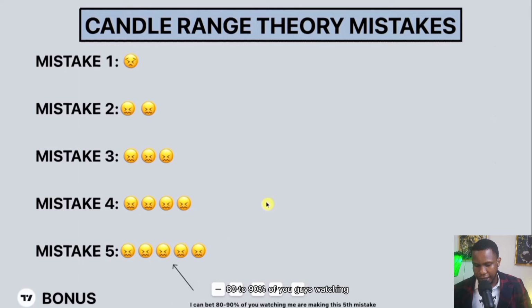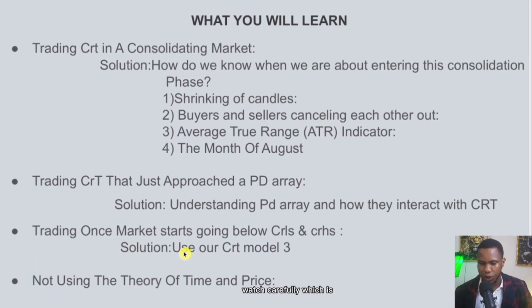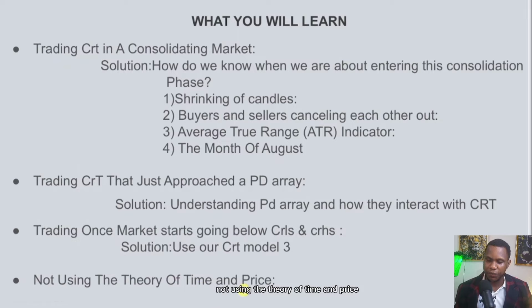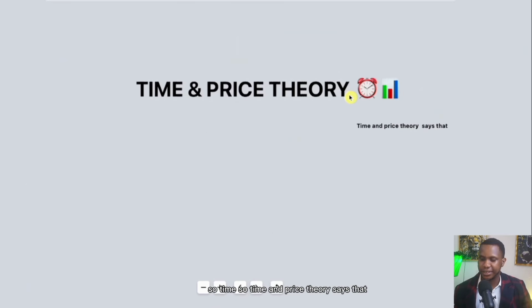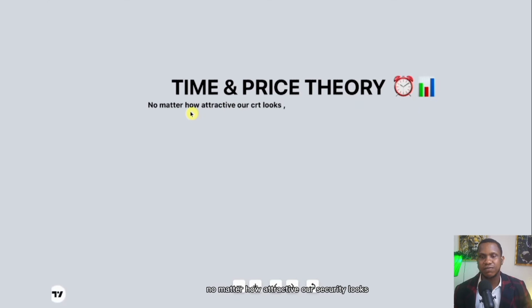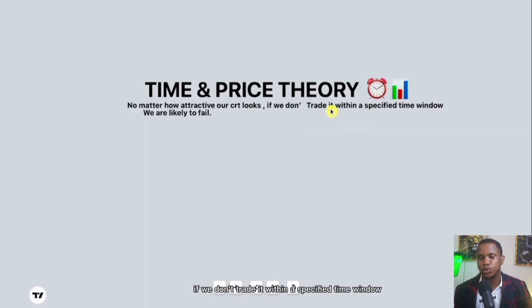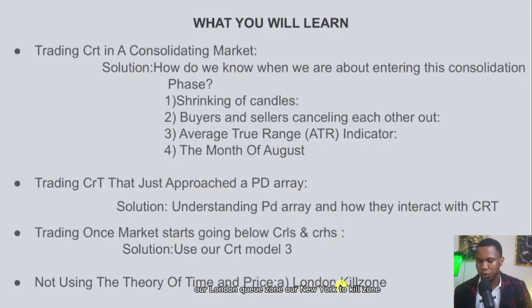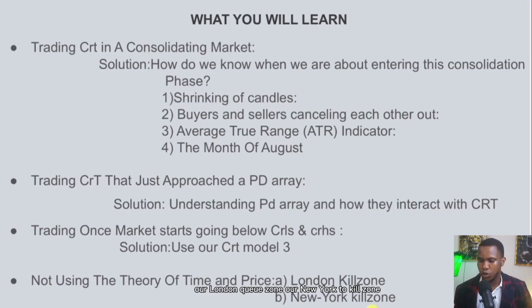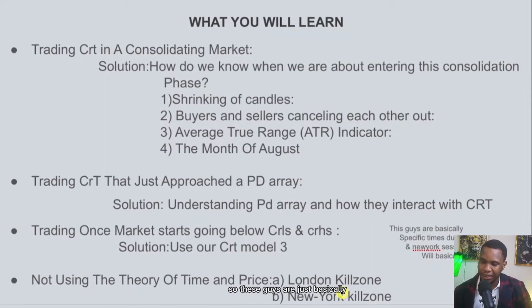I bet 80 to 90% of you guys watching me are making this fifth mistake, which is not using the theory of time and price. Time and price theory says that no matter how attractive our CRT looks, if we don't trade it within a specified time window, we are likely to fail. Which time windows are those? Our London Q zone and our New York Q zone. These are basically specific times during the London and New York sessions where price will actually reverse from.